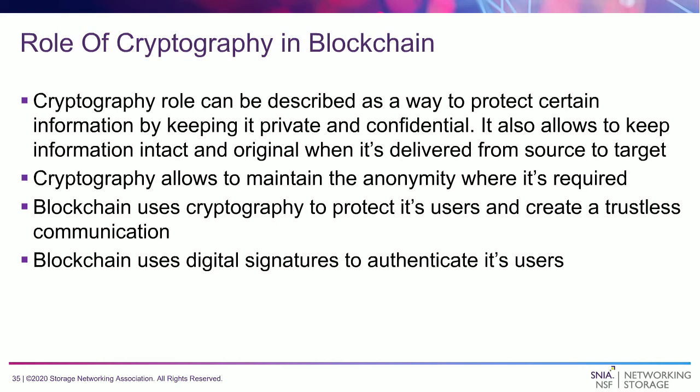So now, to come closer to the conclusion, let's talk about the role of cryptography in a blockchain. Cryptography can be described as a way to protect certain information by keeping it private and confidential. It also allows you to keep information intact and original. It allows you to maintain anonymity because, like we all know, one of the key aspects of the blockchain is the trustless protocols. And it also allows you to keep the unique authentication for all users.